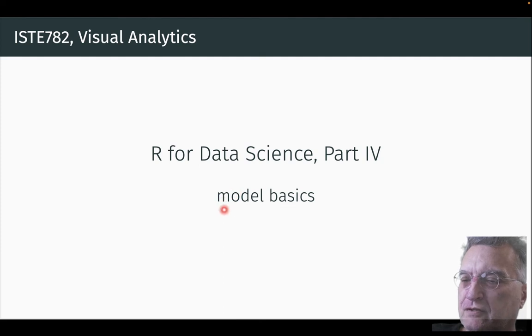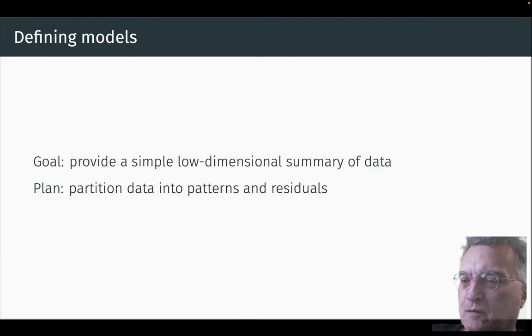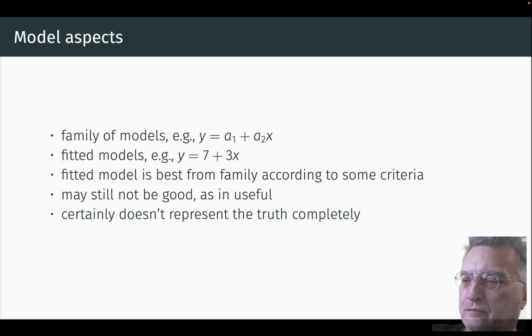And this is a dense slideshow. So this is something that we're not going to pursue a lot in this course. Getting a low-dimensional summary of data and partitioning data into patterns and residuals. So this is essentially the mission of regression. So we have potentially a family of models that have this format, y equals a1 plus a2 times x. You're going to more typically see this as beta 1 plus beta 2x.